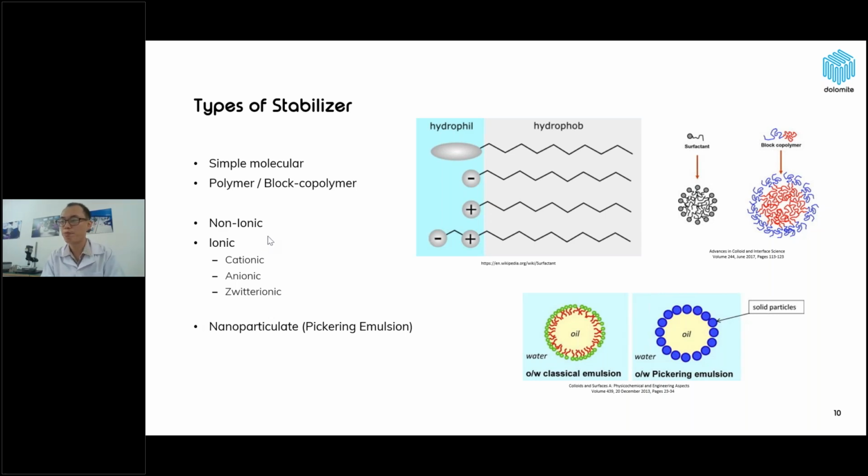Or it also could be nanoparticulate. We call it the Pickering emulsion. So it is a kind of using particles to stabilize the droplet. If you have a look at this one, it's showing the scheme for the oil-water classical emulsion on the left-hand side of the photo. In this one, the oil droplet will be stabilized by the surfactant in the water phase. And with a Pickering emulsion, instead of the surfactant, simple molecular or polymer or ionic or non-ionic surfactant, they use Pickering particles, solid particles, to stabilize. So we call it the Pickering emulsion.